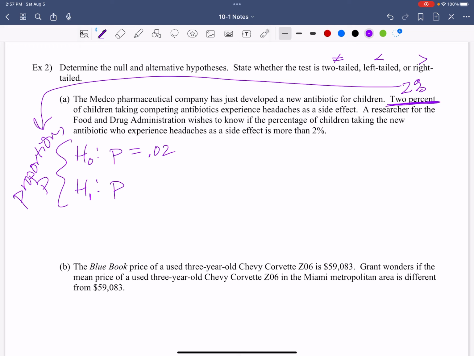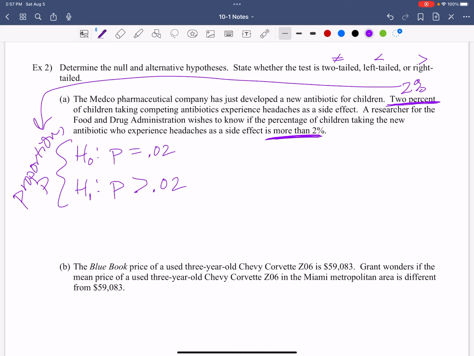What does the Food and Drug Administration want to know? What are they changing this to? What is the new information they're trying to figure out? If it is more than, right? More than 2%. That's how you set it up. What do you currently know? That's the null. What is the question asking? That's the alternative hypothesis. Boom.